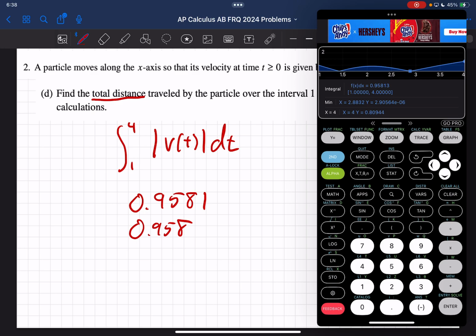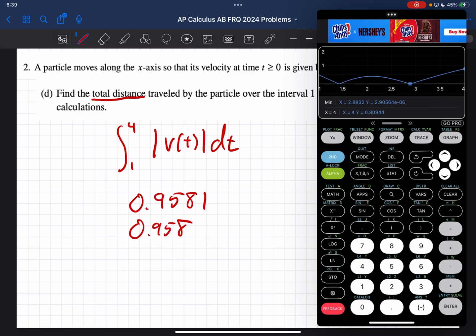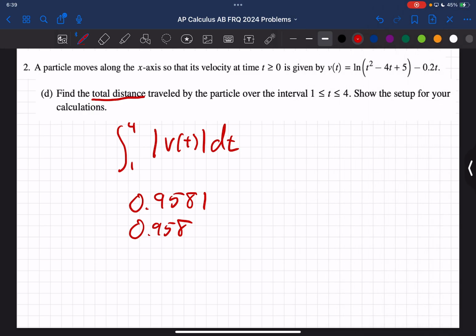So that's 0.958. Now in some calculators it came out to 0.959, so you may have to watch it. Make sure that your calculator is in the right mode, but I presume that AP may accept either 0.958 or 0.959. We will see what happens when we get the answers to come out in a few months.